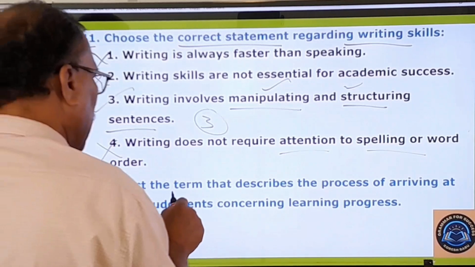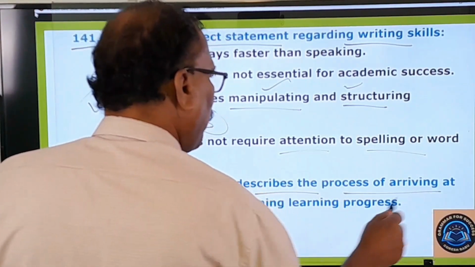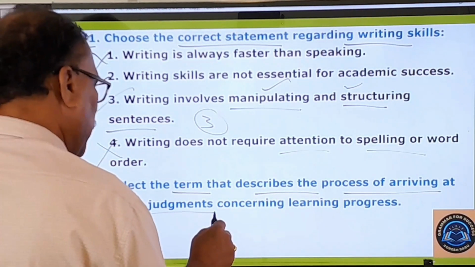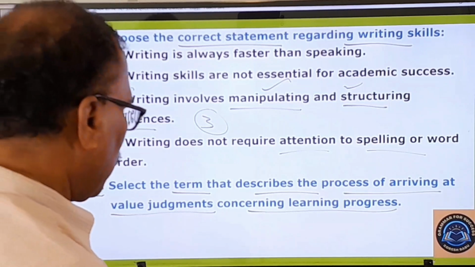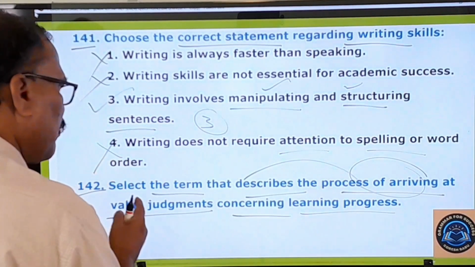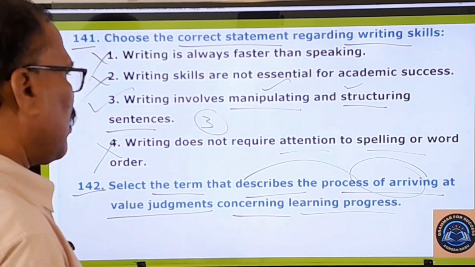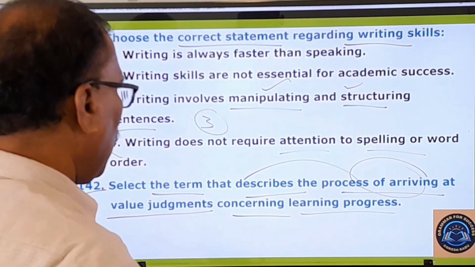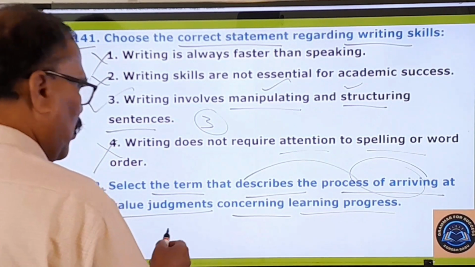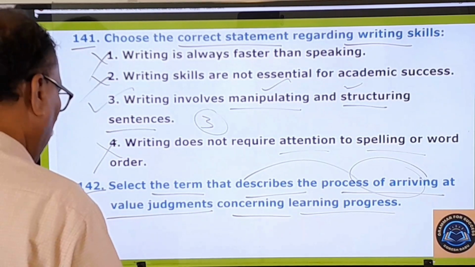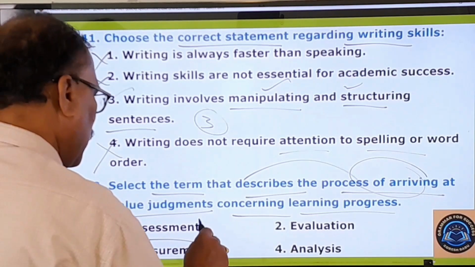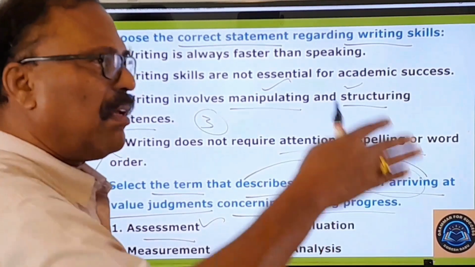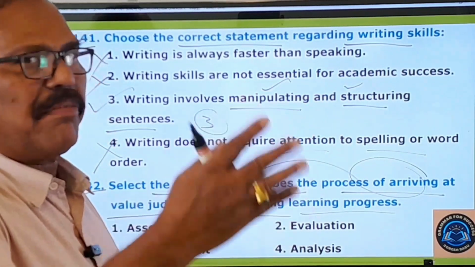142nd question. Select the term that describes the process of arriving at value judgments concerning learning progress. Okay. How can you come to the value judgments concerning the learning progress of a student? So let us look at the options given here. What are they? Assessment. This is the first one. You assess the student's progress every now and then.